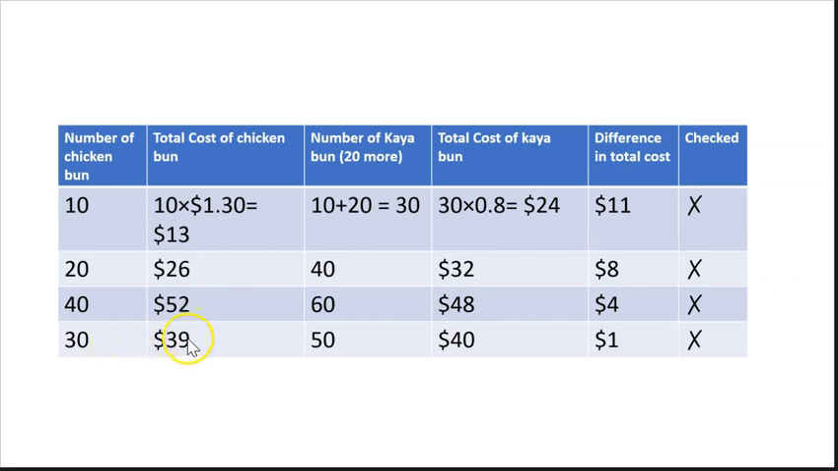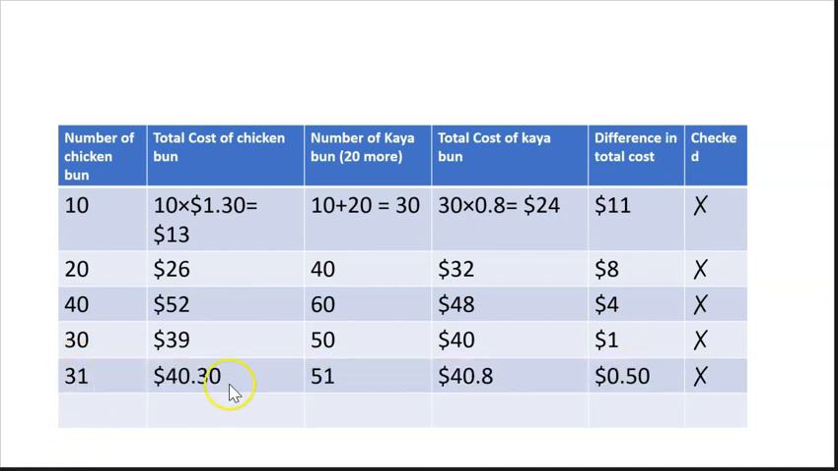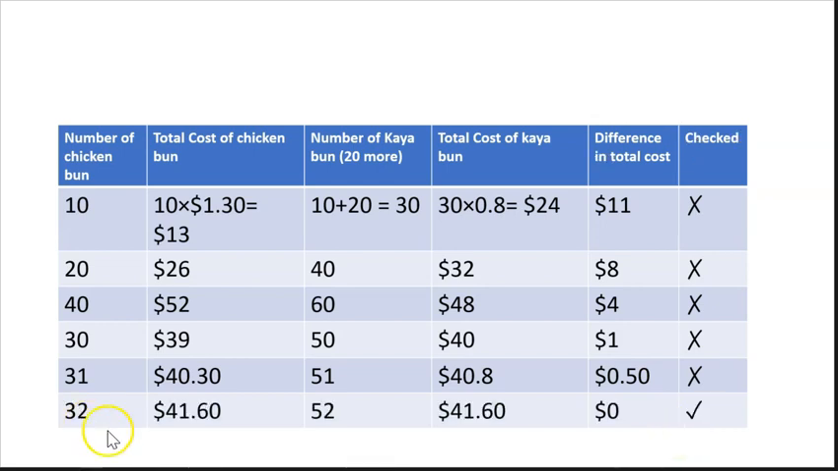The total cost of the chicken bun is lesser than the total cost of the kaya bun, and the difference is only $1. This means that we are getting closer and closer to the answer. Since the difference now is only $1, my next guess will be the number of chicken buns is 31. And we have this. And the good news is that the difference in cost is now only 50 cents. So my next guess will be 32. And our guess is correct.